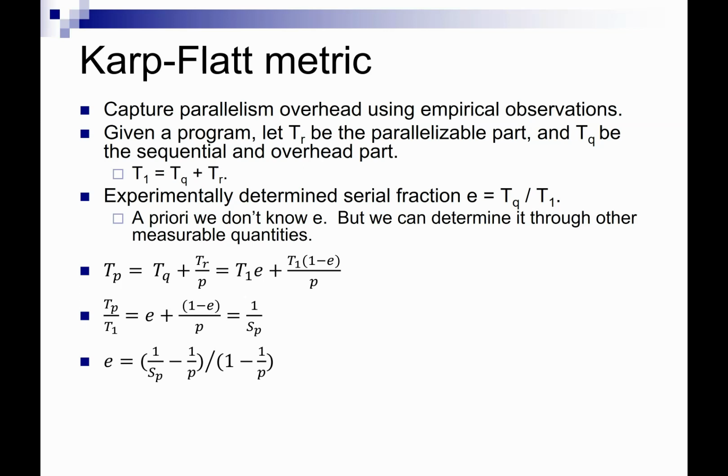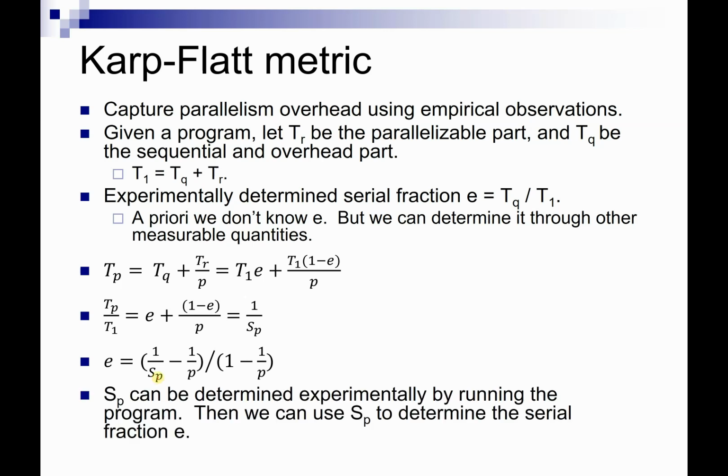Now let's look at the terms in this expression. We have this SP term. This is the actual speed up that you're getting with P processors, and you can determine this just by running your program with P processors. And then of course you know P. So using both of these quantities, you can compute E.